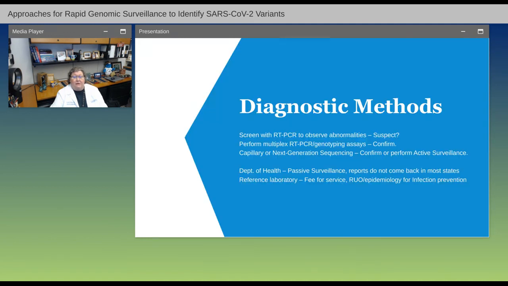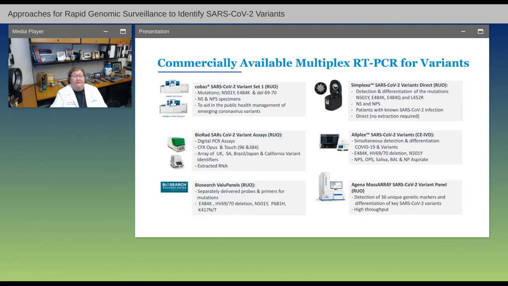Now, the diagnostic methods for the variant testing are to suspect there's a variant, confirm, and perform active surveillance. These are the commercially available multiplex RT-PCR methods: the cobas SARS-CoV-2 variant set, the Simplexa SARS-CoV-2 Variant Direct, the Biorad CoV-2 variant assay, the Allplex SARS-CoV-2 variant, which is CE-IVD, the BioSearch value panels, and the Agena MassARRAY SARS-CoV-2 variant panel. All the others are RUO.